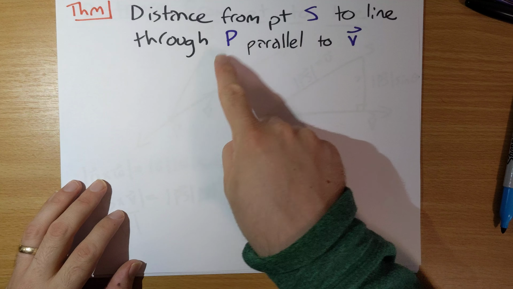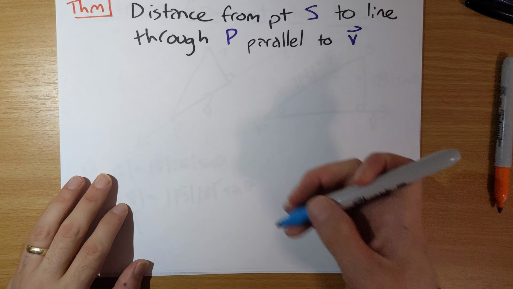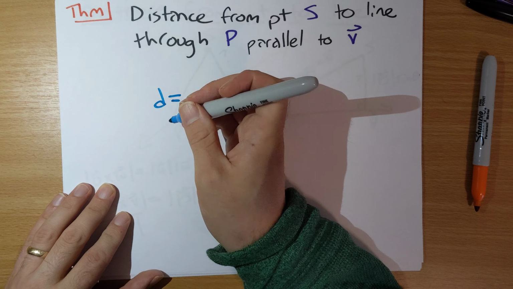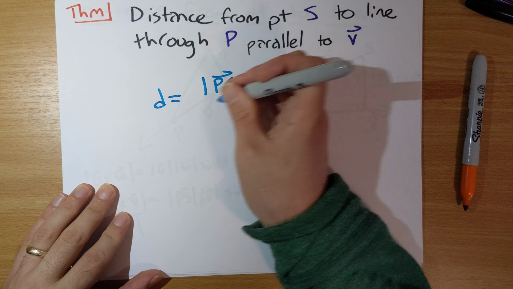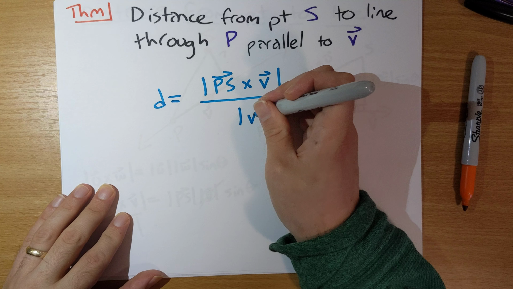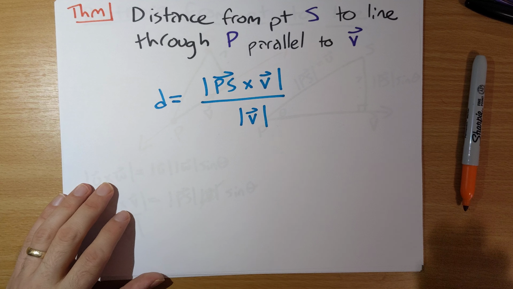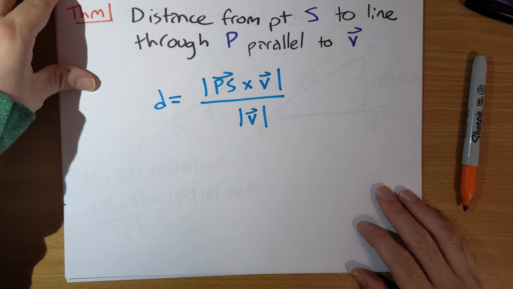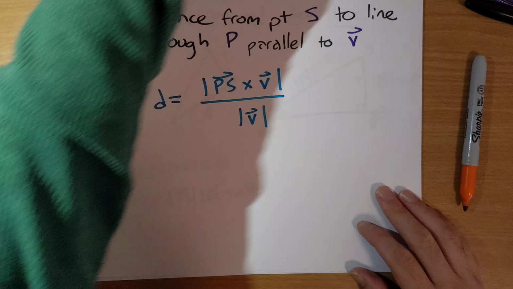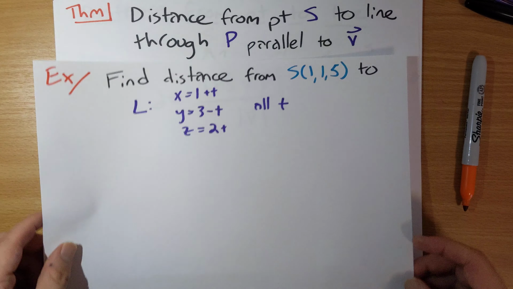So let's just write this formula as a theorem. The distance from a point S to the line through P parallel to V is D equal to the magnitude of PS cross V divided by the magnitude of V. Okay, so this is a pretty useful little tool here. So let's apply this theorem.